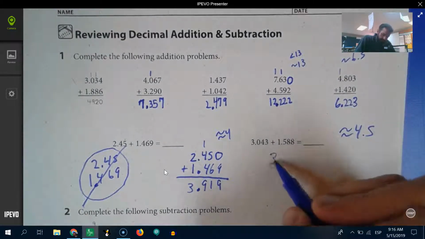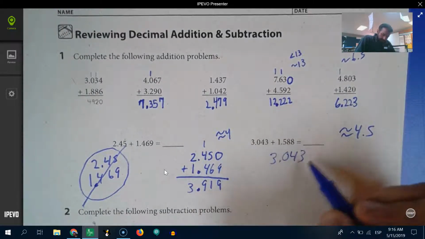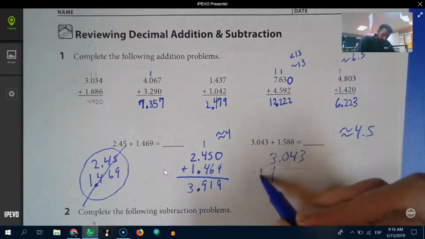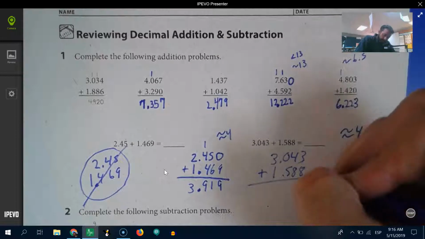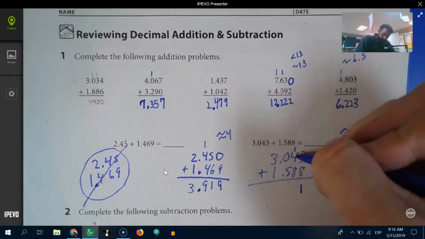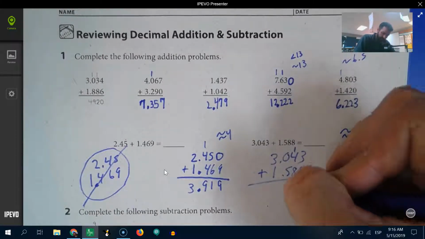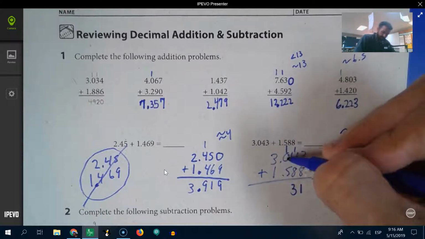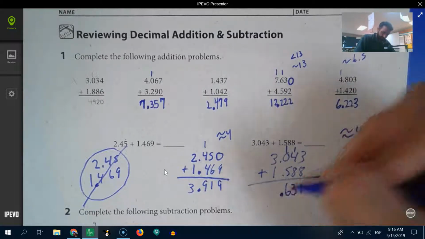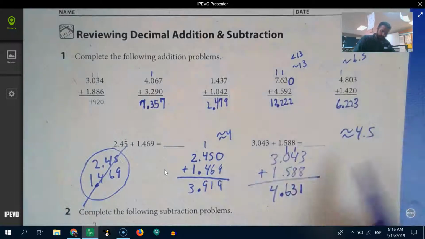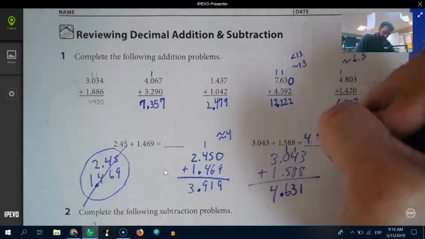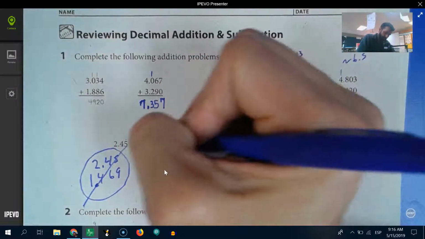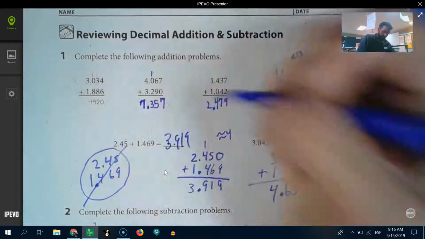Let's line this up. 3 and 43 thousandths plus 1 and 588 thousandths. 3 plus 8 is 11. Carry that 1. 1 plus 4 is 5. Plus 8 is 13. Carry that 1. 1 plus 0 is 1. Plus 5 is 6. Drop down my decimal point. 3 plus 1 is 4. It's around 4.5. So I have 4 and 631 thousandths and 3 and 919 thousandths.